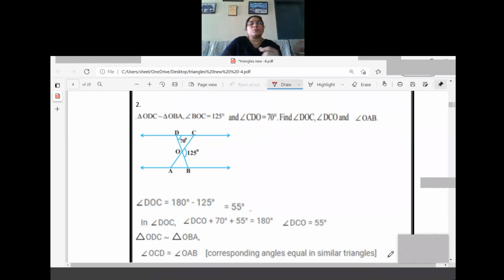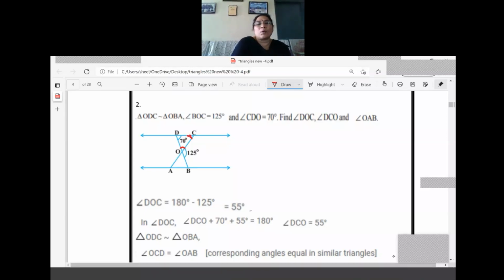Now question number 2: triangle ODC similar to triangle OBA, and angle BOC equal to 125, angle CDO 70, find DOC. That means here the central angle DOC, then DCO.